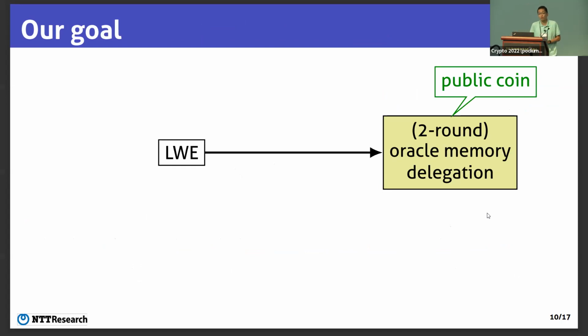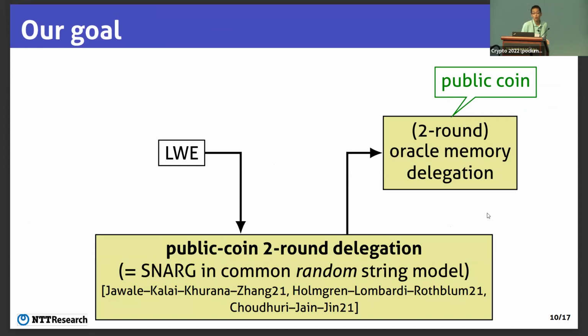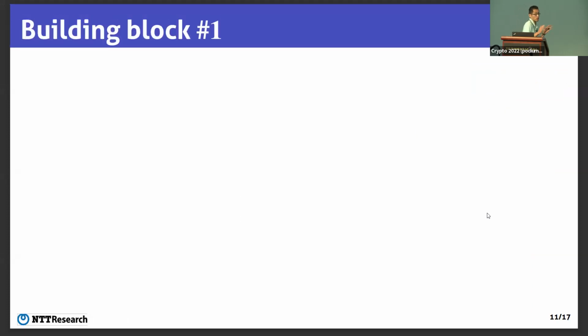Now recall that our goal is to obtain public point Oracle memory delegation from LWE. To this end, we use another primitive called public point 2-round delegation, which was recently obtained from LWE in the name of SNARGs for deterministic computation in the common random string model. In other words, our approach is to use the recent LWE-based public point 2-round delegation as a building block to obtain Oracle memory delegation. Before I explain our construction, let me explain the building blocks that we use.